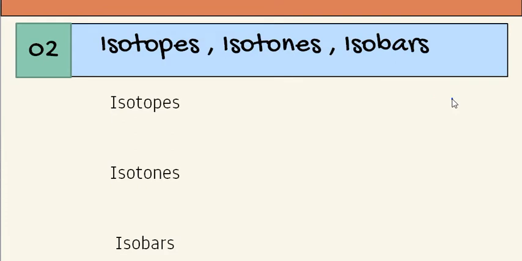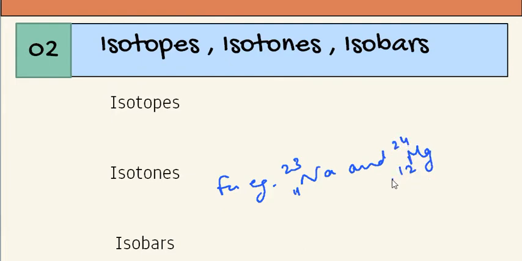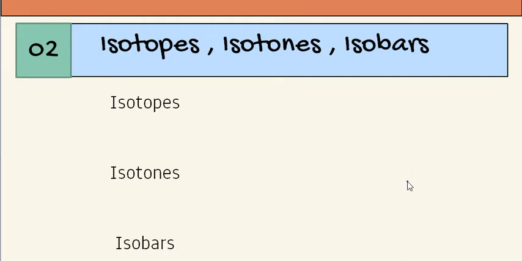What do you know about isotones? These are atoms of different elements having a different number of protons but the same number of neutrons. For example, sodium and magnesium. When you evaluate the number of neutrons present in them, that is 23 minus 11 and 24 minus 12, both come out to be equal, but their numbers of protons are different. So we will say that both are isotonic with each other.